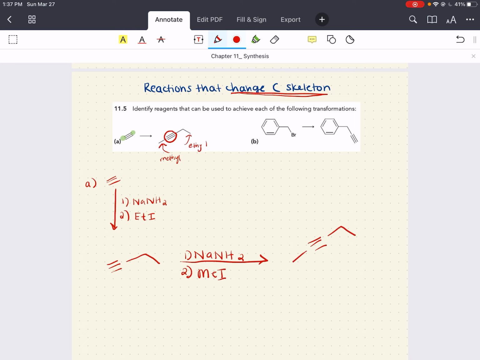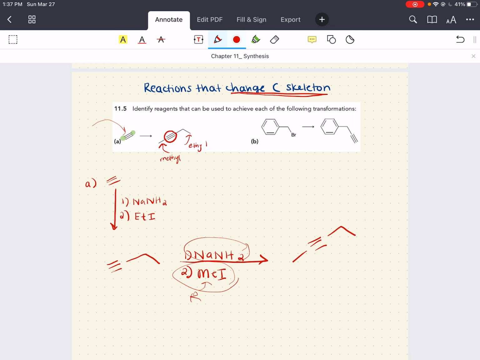So whenever you have these terminal alkynes, you can add alkyl groups to the sides of this triple bond simply by using NaNH2 and then the R group you want to add, whether it's methyl, ethyl, butyl, whatever it may be, iodide. And that's how you want to work this problem.